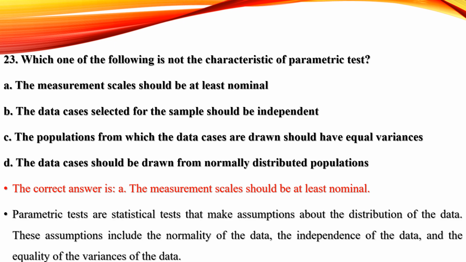Parametric tests are statistical tests that make assumptions about the distribution of data, and these assumptions include the normality of the data, the independence of the data, and the equality of the variance of the data. So choice A is not a feature of parametric tests. The measurement scale should be at least nominal, meaning that it is not a characteristic of parametric tests.